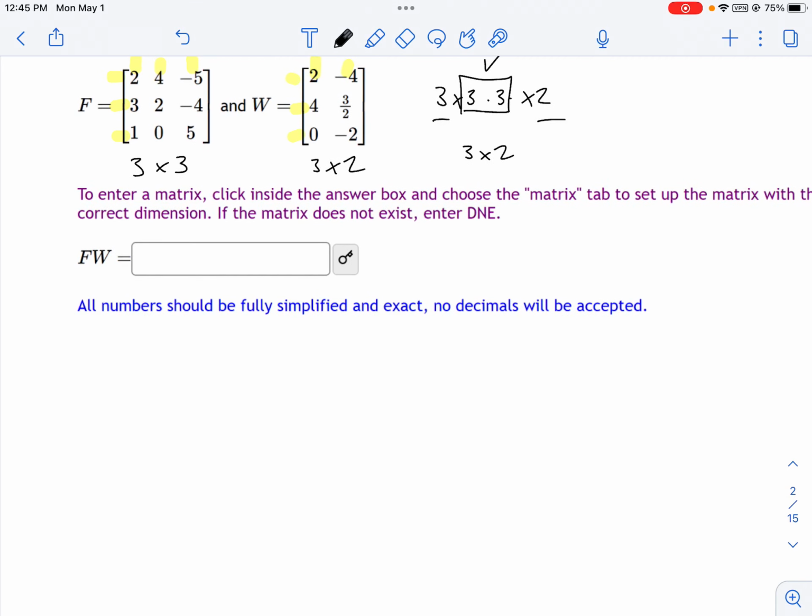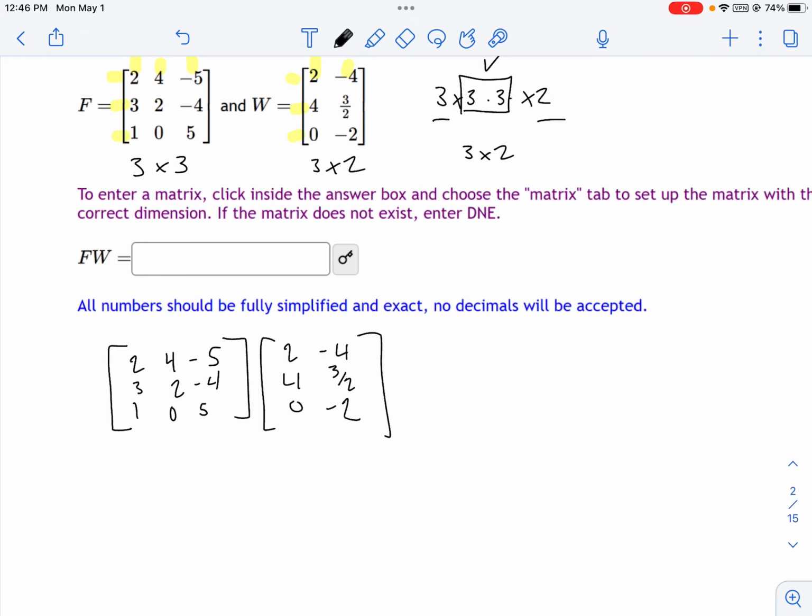So we're doing F times W. It has to be in that order. You can't do W times F. It must be F times W. Order matters. So then you'd have 2, 4, negative 5, 3, 2, negative 4, 1, 0, 5. And that is being multiplied by W, which is 2, negative 4, 4, 3 halves, 0, negative 2.